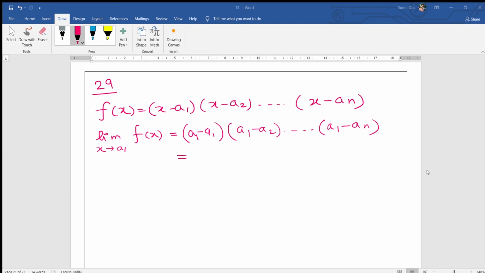Now the question asks us to find the limit as x tends to a1. As x tends to a1, how to find the limit? We have to just replace the x value with a1, right? I already wrote this function. Now I'm asking what will be the answer, what will be the product of this? Let me know the answer. I'm giving you one minute.